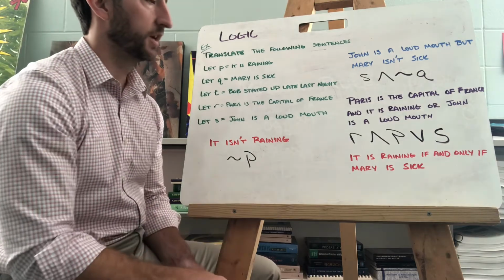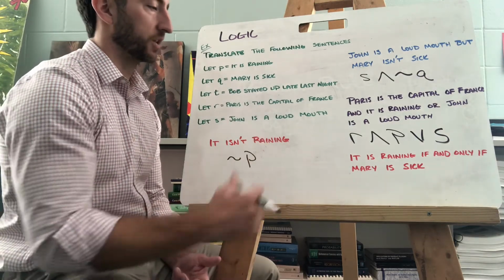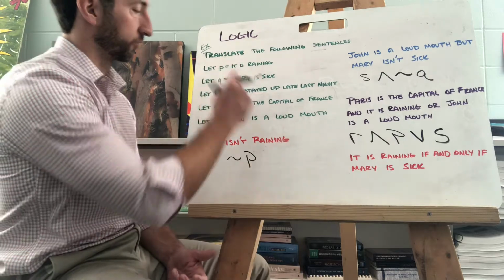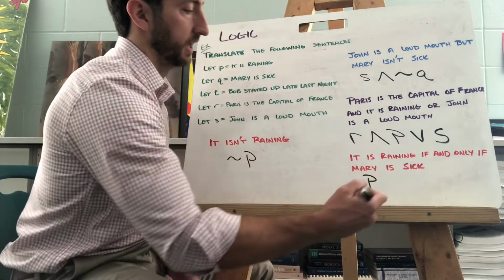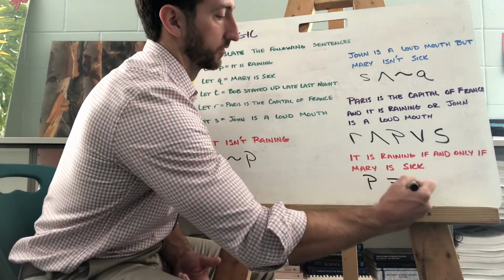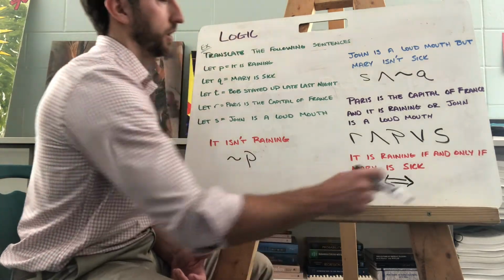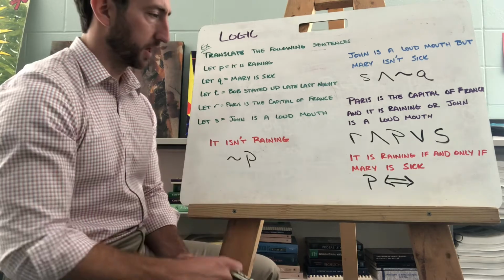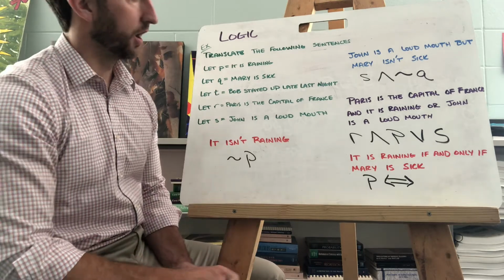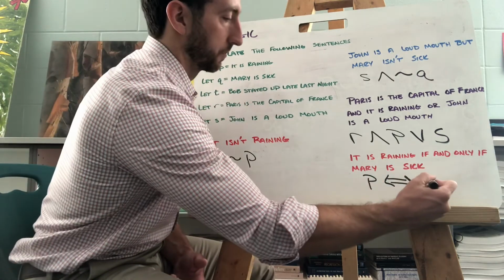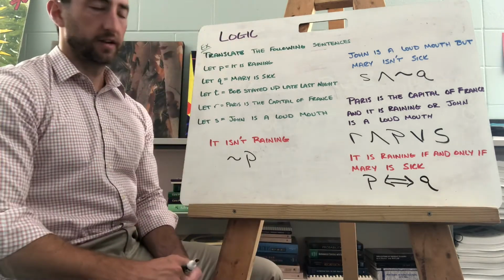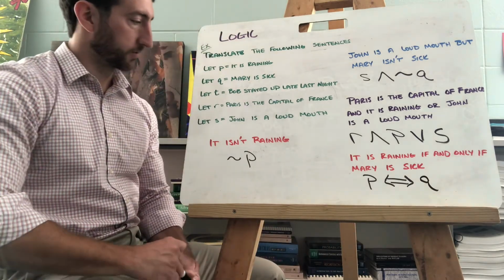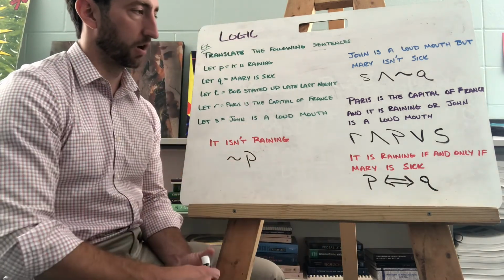And then our last one, it is raining if and only if Mary is sick. It is raining is P. If and only if is the double arrows. I like the double part. You can also just do one line, like we did with our implies that we were talking about earlier. And then Mary is sick is Q. So that is how we translate these declarative sentences into arguments.